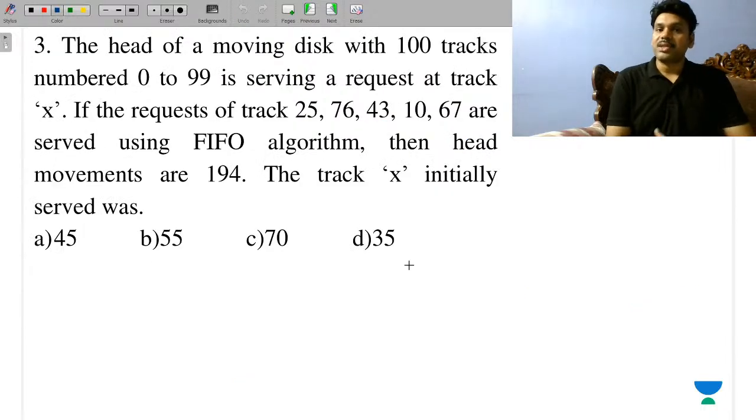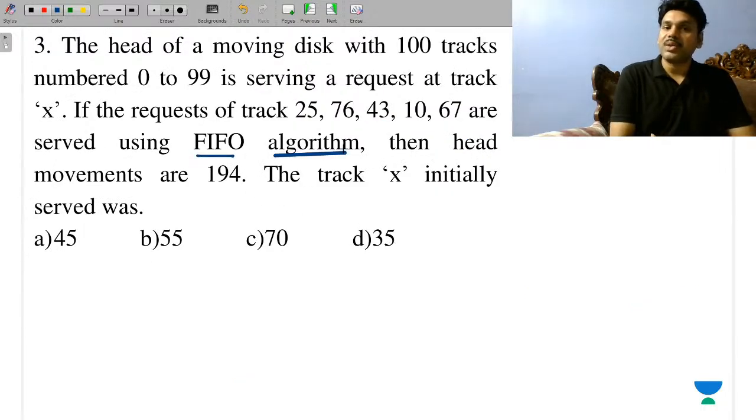And the next question is based on the FIFO algorithm. In the FIFO algorithm, there are cylinders, tracks numbered from 0 to 99, and some requests are mentioned: first 25, then 76, 43, 10 and 67.